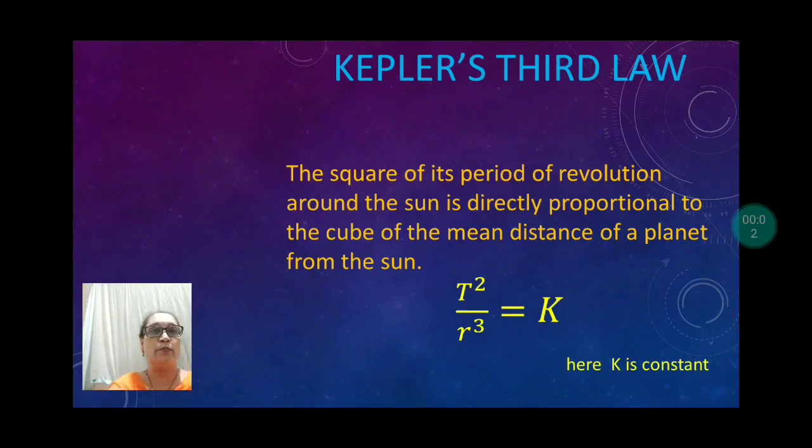Kepler's third law of motion. The square of its period of revolution around the sun is directly proportional to the cube of the mean distance of the planet from the sun. If the period of revolution is T and the distance between the planet and the sun is r, then the law is T square divided by r cube is equal to k. In this case, k is the constant.